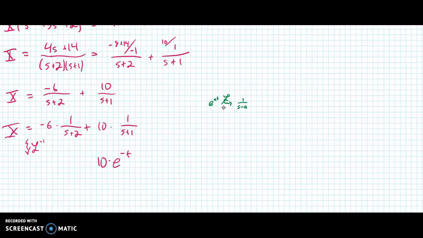I'm going to inverse Laplace. Remember, if the Laplace goes this way, the inverse goes that way. And then I get -6 e to the -2t. That comes from this guy. And then that equals x of t. And I've got my solution.